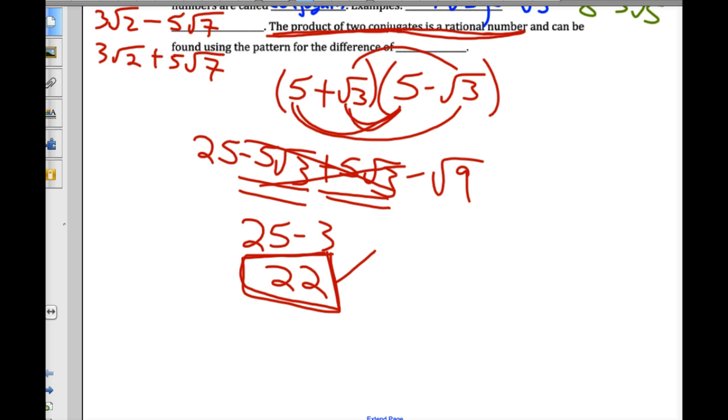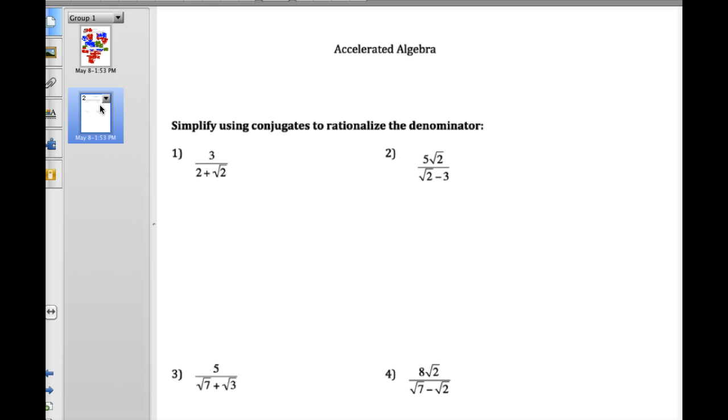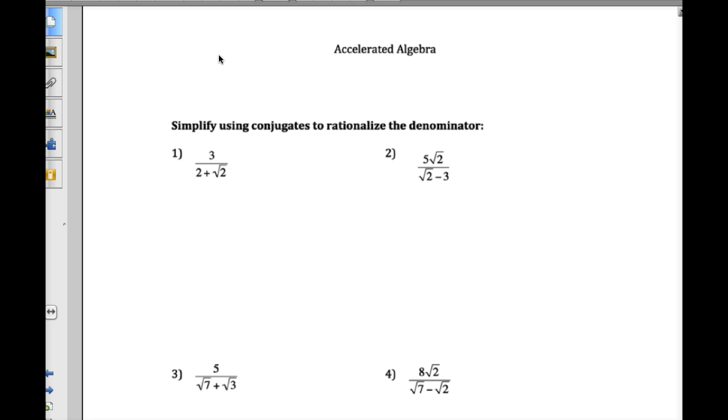Okay? So that's how you rationalize denominators. What's the definition of rational? A number that can be written in the form of a over b, where a and b are integers. All right, we're going to rationalize denominators by multiplying by the conjugate, because the conjugate will always make a rational number, so we won't have any square roots or radicals in the bottom part of the fraction.